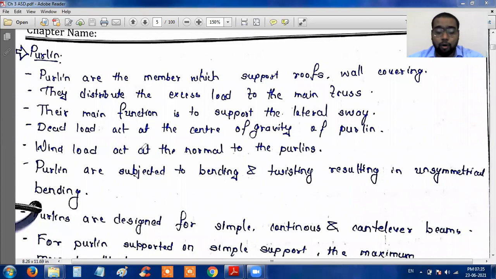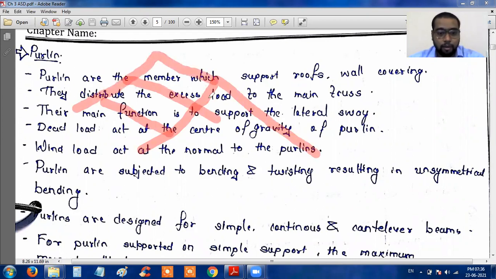Purlin is a component of roof truss. See this. Purlin is a component of roof truss on which the roof is placed, and the direct load of the roof is transferred to the purlin, and the purlin then transfers the load to this principal rafter.